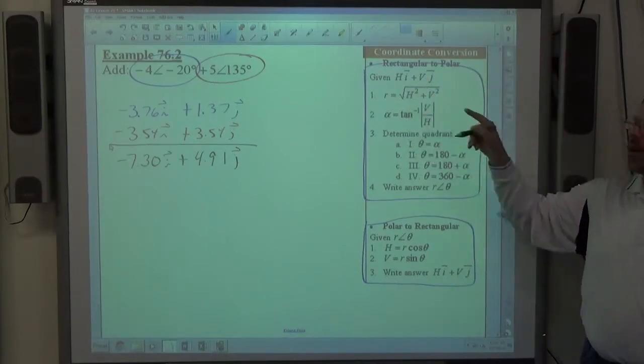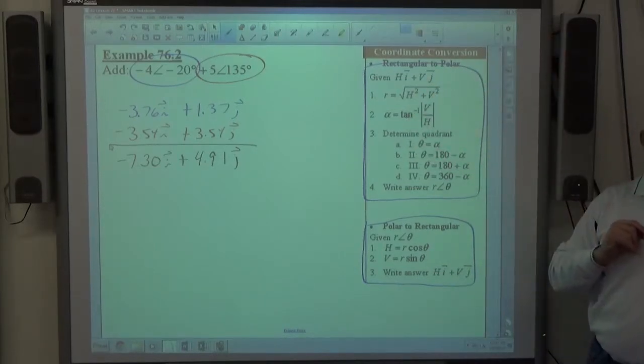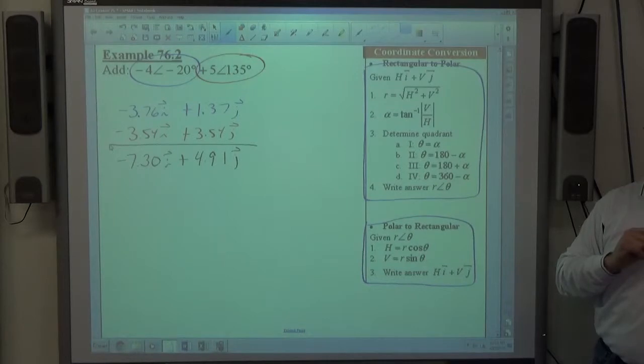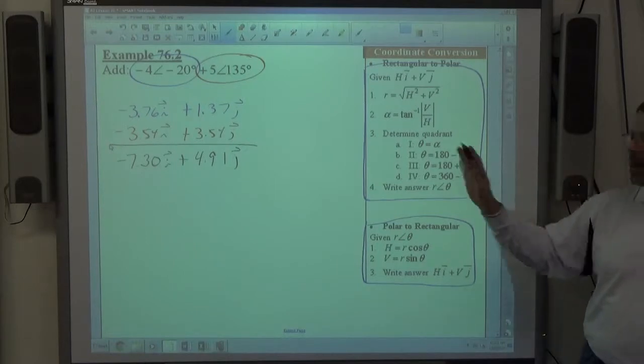All right, so h squared and b squared are always positive. Do not ever write negative signs in step 1. Absolute value bars make things positive. Do not ever write negative signs in step 2. The only place negative signs matter is step 3. What quadrant am I in? All right, that's the only place the minus sign matters.